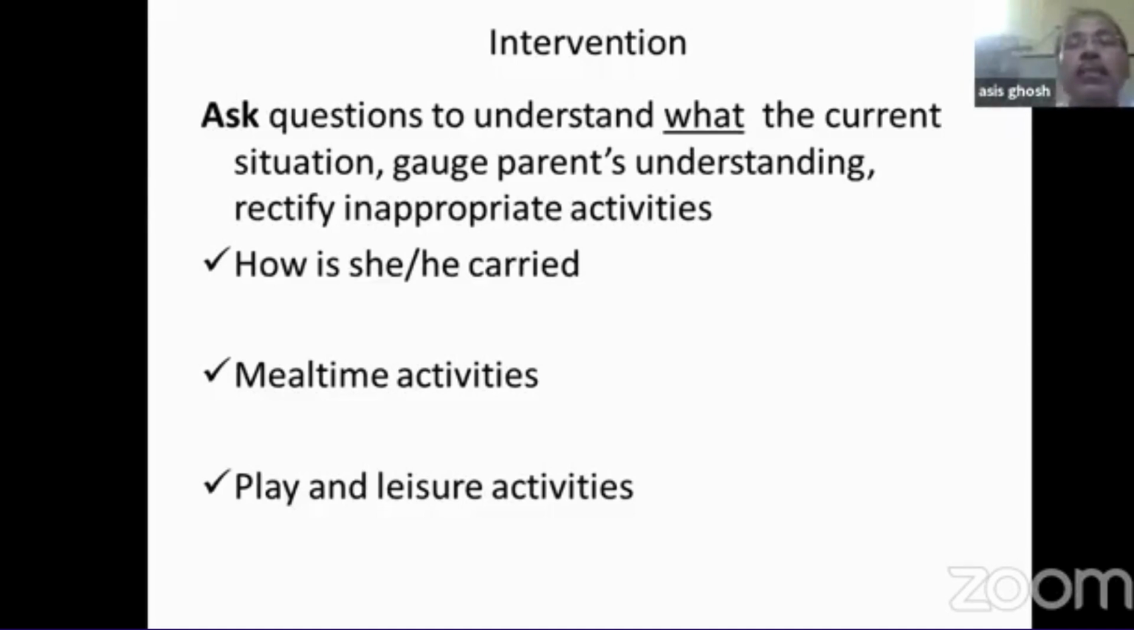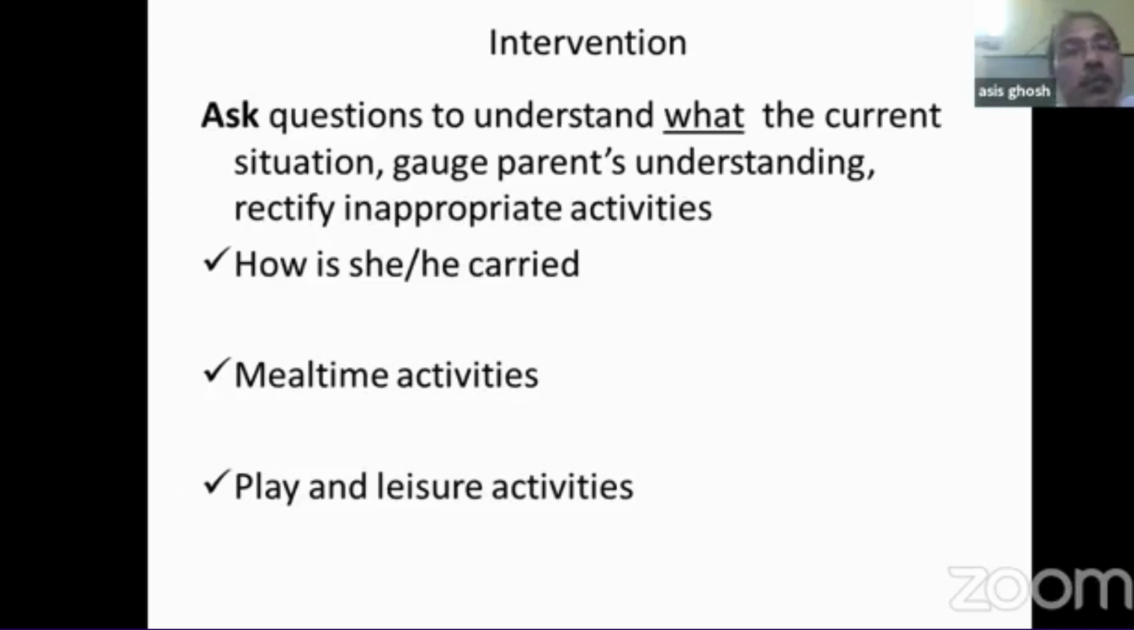So you need to gauge the parents' understanding and rectify inappropriate activities. Sometimes the way of carrying is not proper. So in a very gentle way, just coach them that this is how you can hold your child. And if you hold your child in your lap in this way, you can look at the child's face, eyeball to eyeball, and talk to your child. So your intervention starts there. I'm just repeating my slide, like how he or she is carried.